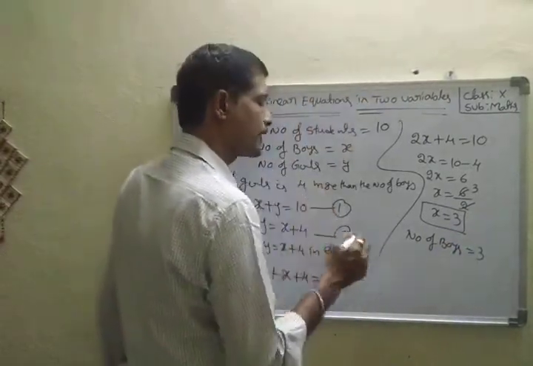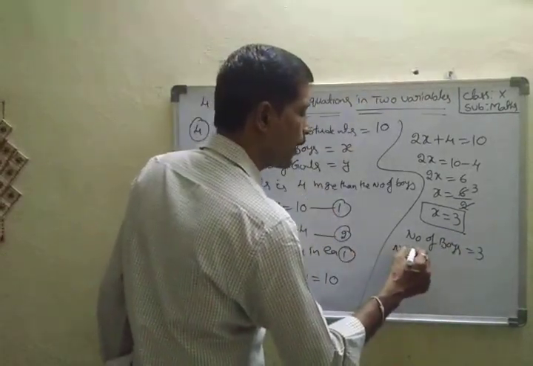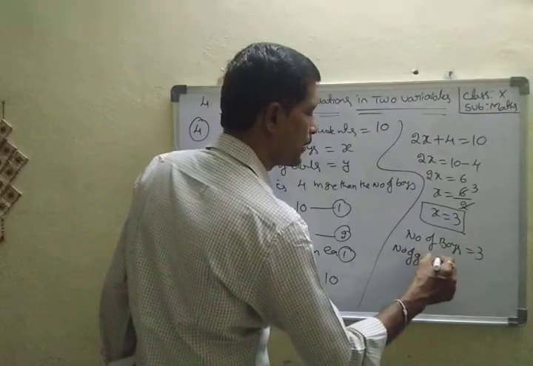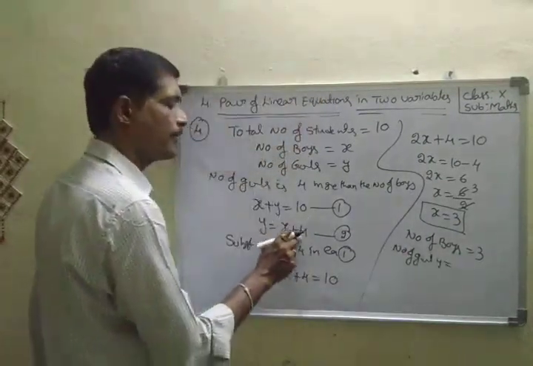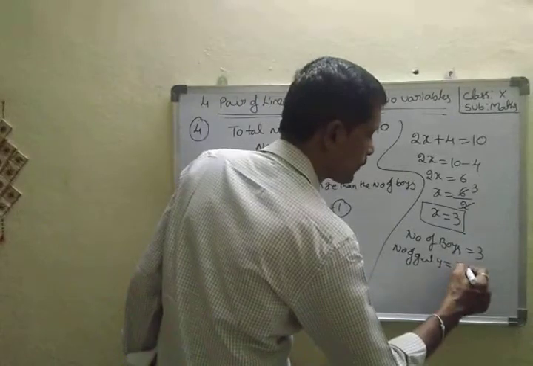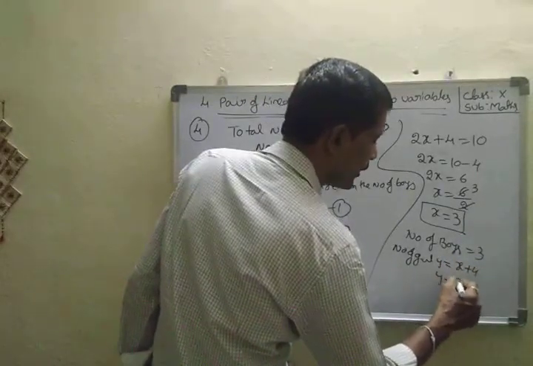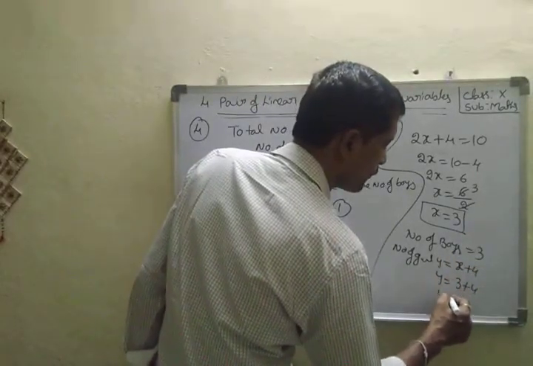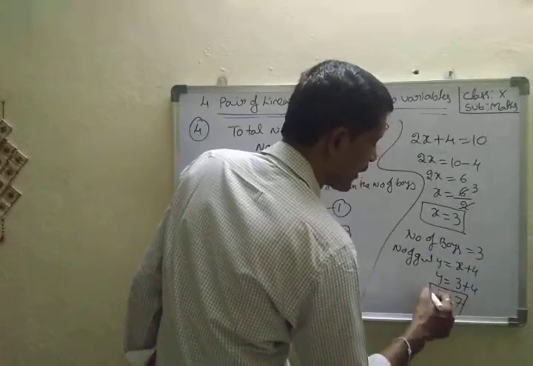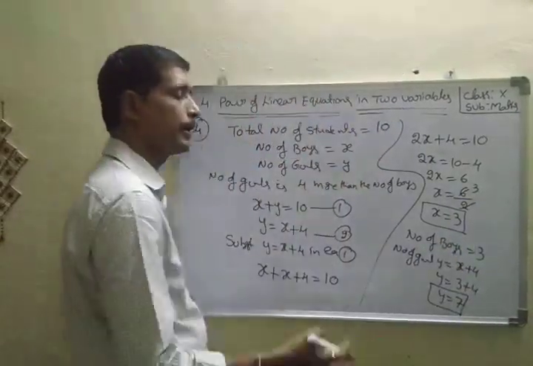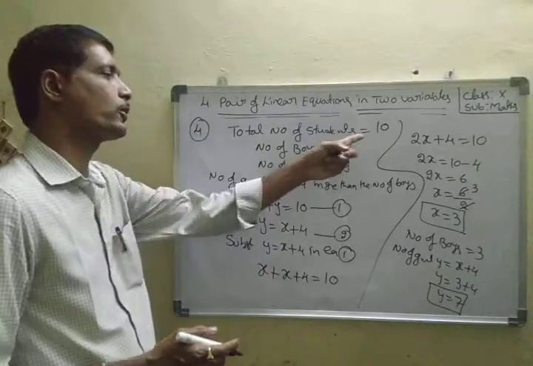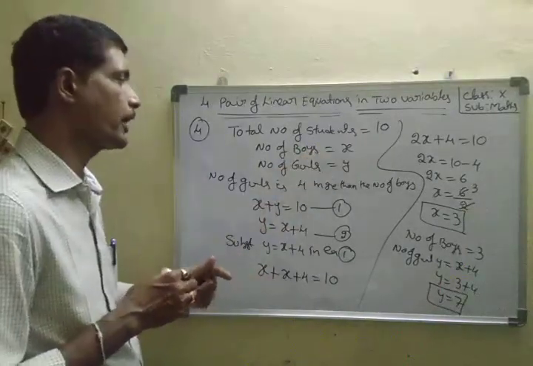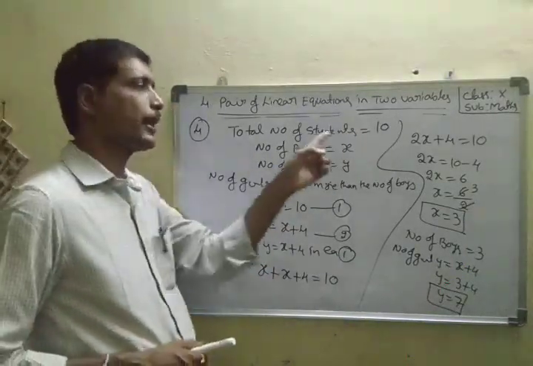3. Next one is asking number of girls. Number of girls, that is y, equal to, here already equation is there, x plus 4. Therefore 3 plus 4, that equal to y equal to 7. Number of girls equal to 7, boys equal to 3. 7 plus 3 equal to how much? That is the total number of 10 students.